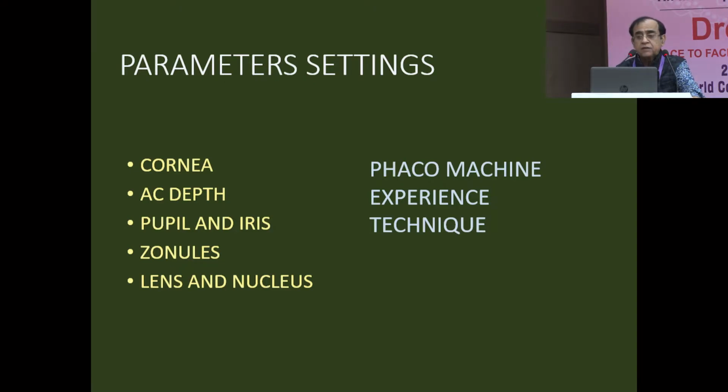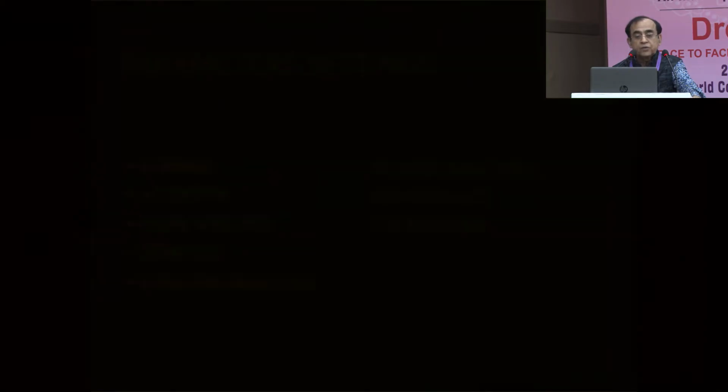Parameter settings, and how difficult the nucleus is going to be to remove, depend upon the type of the cornea you have got, anterior chamber depth, how is the pupil and iris, how strong are the granules, and how hard is the nucleus. So all these things make a difference in your parameter setting. Then parameter setting will also depend upon your type of the vacuum machine, experience you have, and the techniques you are going to use. So you need to set up parameters according to the situation.